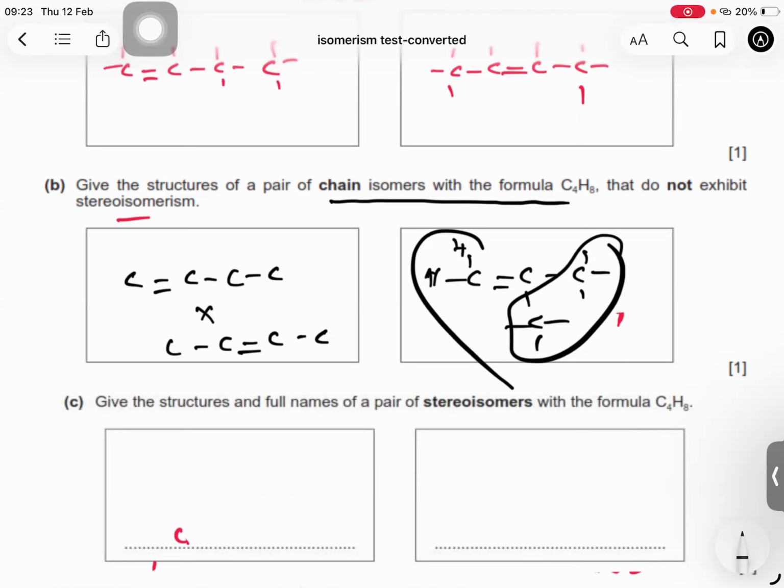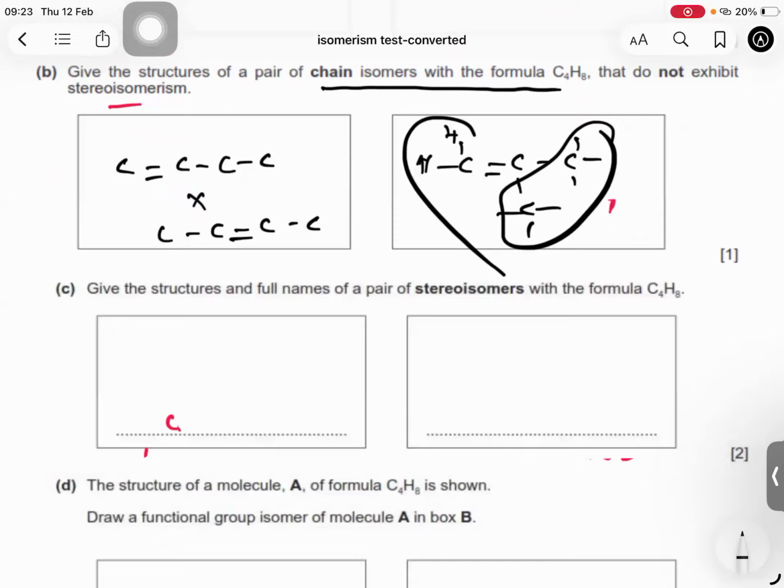What is next? Give the structures the name of stereoisomers with C4H8. Full name of pair of stereoisomers. C4H8 stereoisomers में दोनों होते हैं ना, optical और chiral. But we know that C4H8 is an alkene, and alkenes only show the stereoisomer. What kind of stereoisomerism? Cis and trans. So in this case, you have to draw this cis and trans isomer. Okay? Can you draw it? Please draw it.